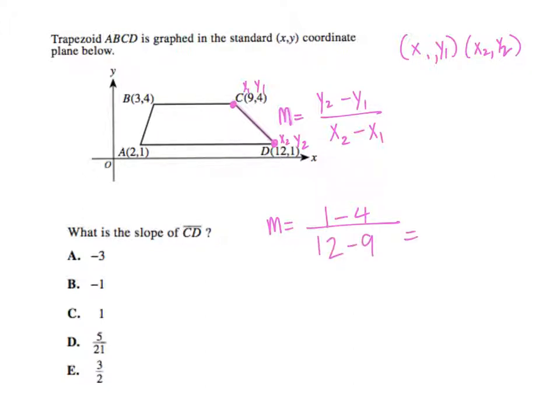And so if you work this out, this is going to be negative 3 on the top. And then the bottom here is going to be positive 3. And if you reduce that, that's negative 1. So in this case, the slope is negative 1. And ta-da, you're done. So even with a trapezoid, you can use the corner points to find the slope of the line.